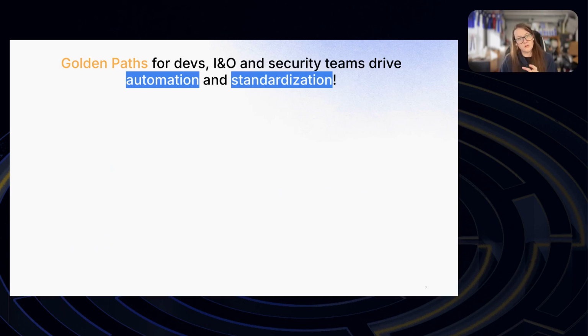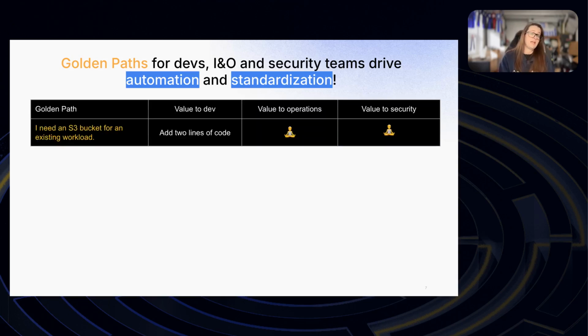What does this also look like in terms of experience? Now, we talk a lot about golden paths, and the idea here is golden paths, not golden cages. The idea is that these paths exist for you as a developer, for your infrastructure and ops teams, as well as for your security teams, in order to drive automation and standardization. And these are the key things that make doing internal developer platforms so valuable. We'll look at a few examples here, and then I'm going to show you some of these in real life.